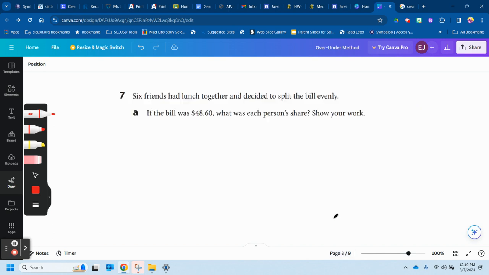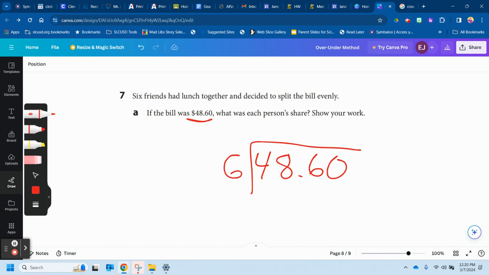Okay. 6 friends go out. They want to split the bill evenly. It's $48.60. So when we're dividing with decimals, we just have to think about place value. So I'm dividing this by 6. This is the tens place, ones place, tenths place, hundredths place. I just have to keep that in mind. And the decimal point goes right here. Stays the same.